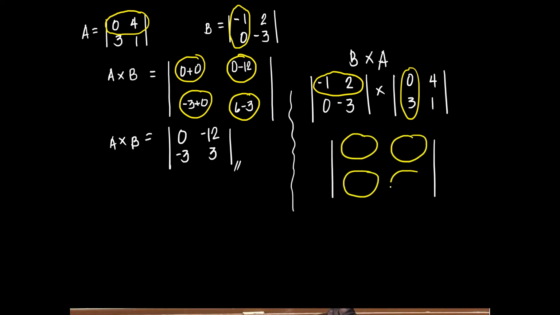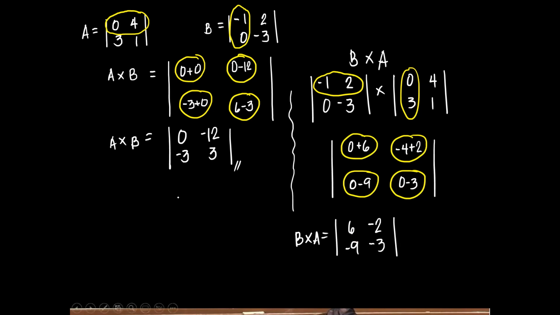All right, guys, what's the first entry? 6. Sige, 0 plus 6. Next is -4 plus 2. Next is 0 minus 9. Lastly, 0 minus 3. Very good. So the final answer is 6, -2, -9, -3. This is B by A.